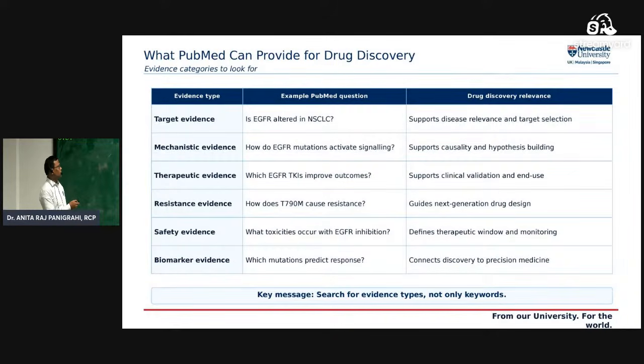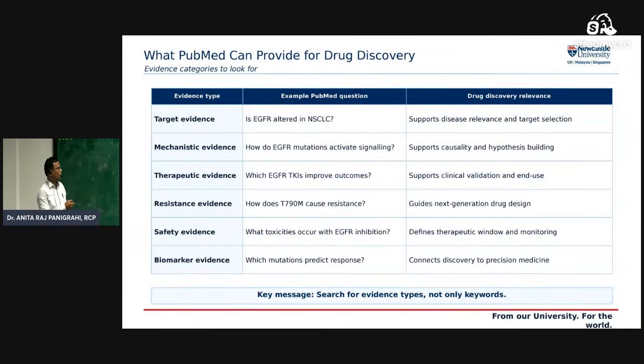Okay, now these are the evidence that you have to look for in PubMed. These are the things that we need to look at because in drug discovery, we need all of these. We need to know the target, whether this really works or not. We need to know how it works, and what would be its therapeutic action. We also need to know that if I develop a molecule, whether the protein is going to develop any resistance or not. We also need to know what would be the safety of my molecule, and whether I can identify this biomarker in a patient population or not.